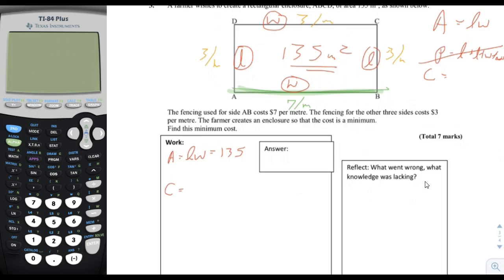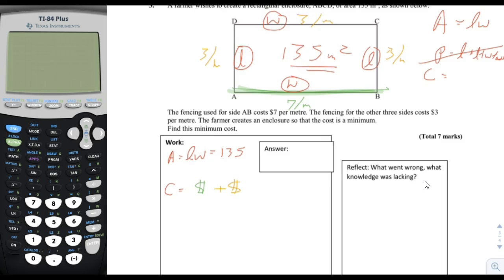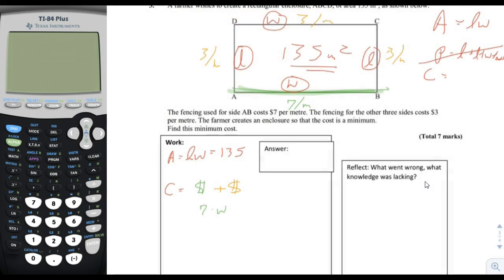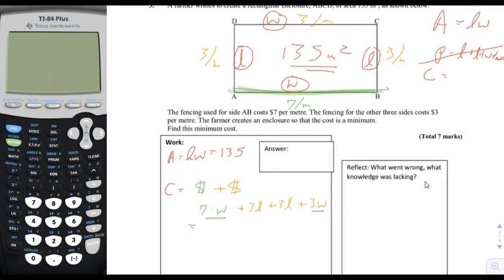And so the cost equation is going to be the cost of the green part and the cost of the orange part. Okay? So how do we write the cost of the green part? The cost of the green part is going to be $7 times the width. And the cost of the orange part is going to be $3 times the length plus $3 times the length plus $3 times the W. And then we're going to add all this together. So we're going to have 7W plus 3W is 10W, 3L plus 3L is 6L, and that's equal to the cost.